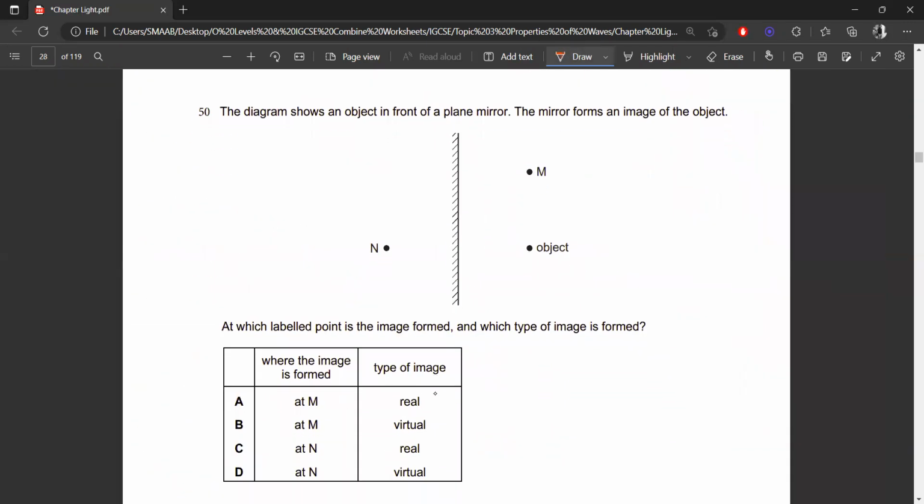Okay, 50. The diagram shows an object in front of a plane mirror. The plane mirror forms an image of the object. At which labeled point is the image formed and which type of image is formed? D? Yes, D.